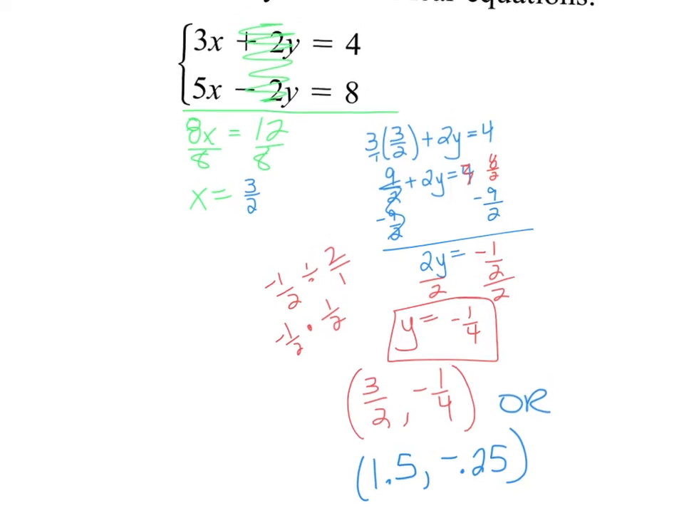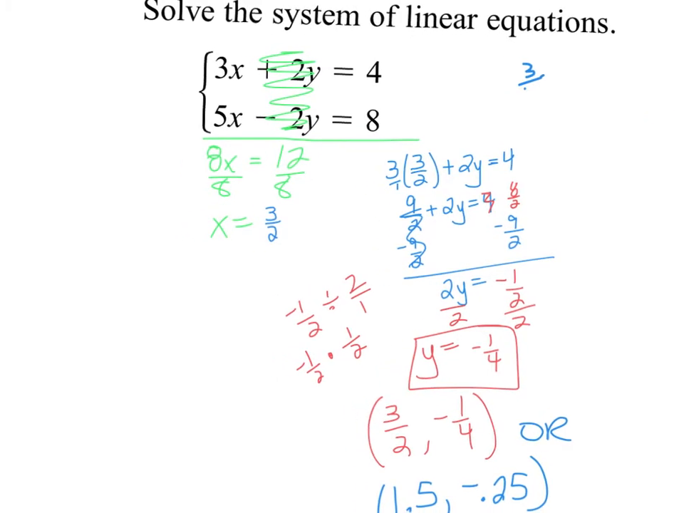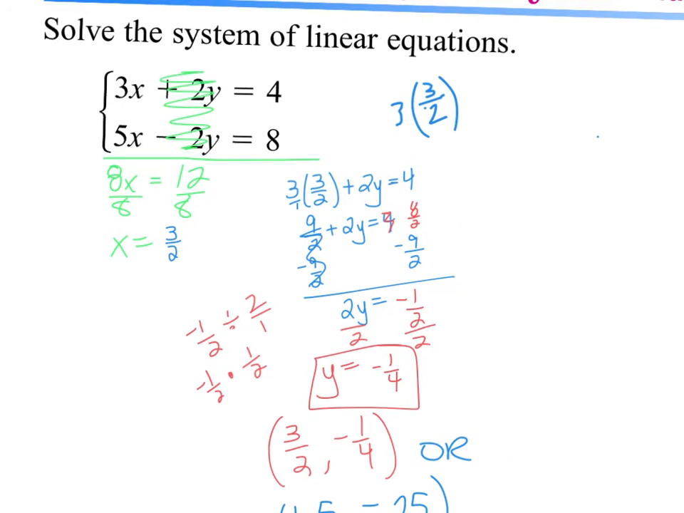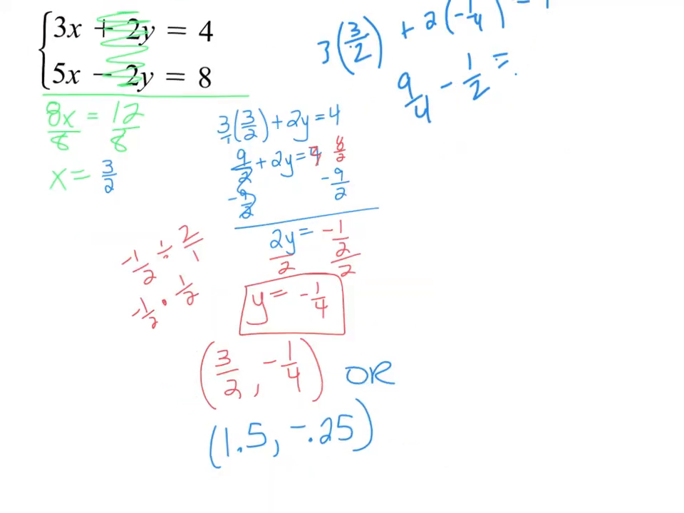Now, how do I know if I'm right or not? Plug it back in. Very simply, you can plug this back in quickly. If we look at the first one, I have 3 over 2. I'm going to plug in for x. And then I'm going to plug in negative 1/4 for y. Does that equal 4? Well, so I have 9 over 4 minus what? Negative, so I'd have negative 1/2. Which is what?